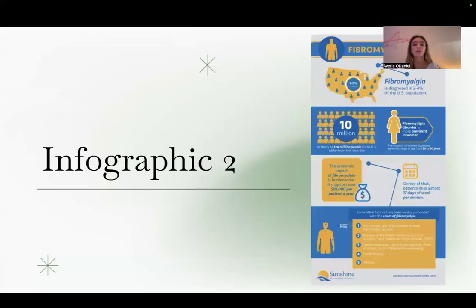So infographic two looks very different. It uses bright blue and yellow colors and focuses almost completely on the statistics of fibromyalgia. It includes the percentage of the population that has it and how many people are affected, the age ranges, the gender differences, economic costs, and even the average days of work missed each year. This design is more structured and feels way more serious than the first one.